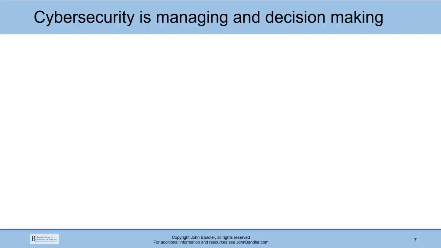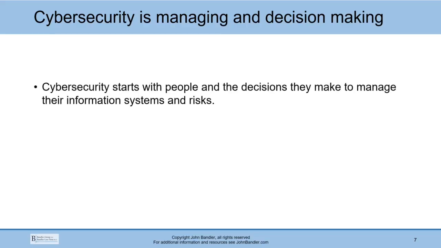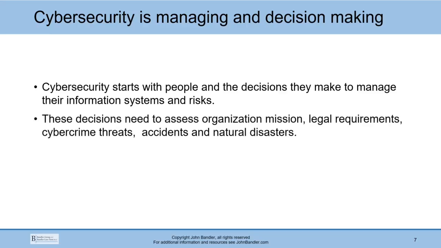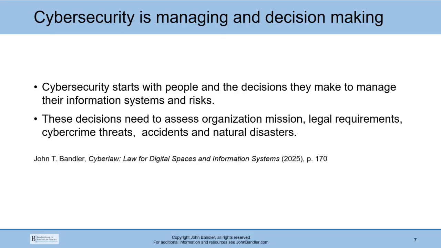Cybersecurity is a process like any other, and that involves managing. It involves decision making. So cybersecurity starts with people and the decisions they make to manage their information systems and the risks surrounding them. They need to think about their mission, the laws, cybercrime threats, the potential for accidents and disasters. That's summarized also from my cyber law book.